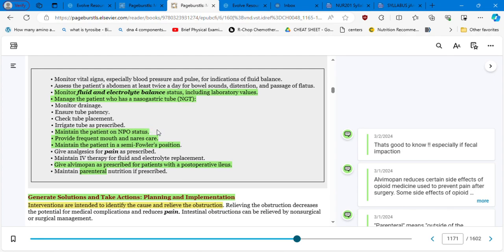provide frequent mouth and nasal care, mandatory to prevent any type of pneumonia or any type of bacterial overgrowth. Mandatory. Even if you are at the end of your shift and you feel like you need to go home and you're giving report, if you have not done that in your shift, that's negligence.